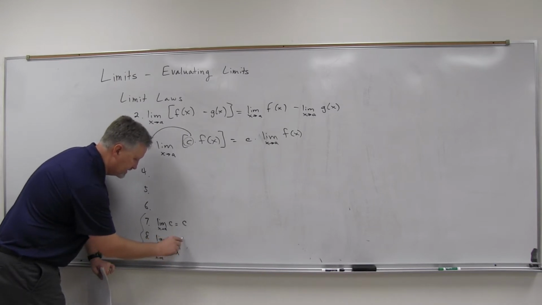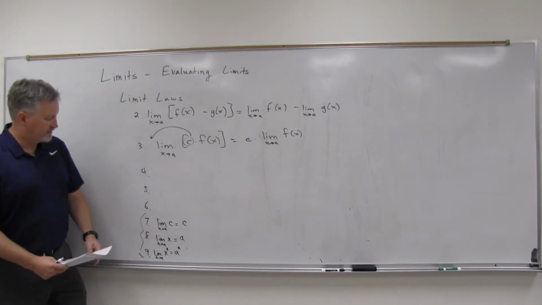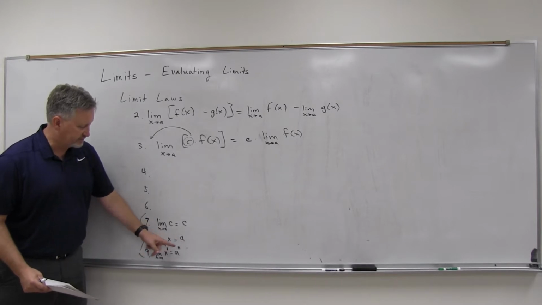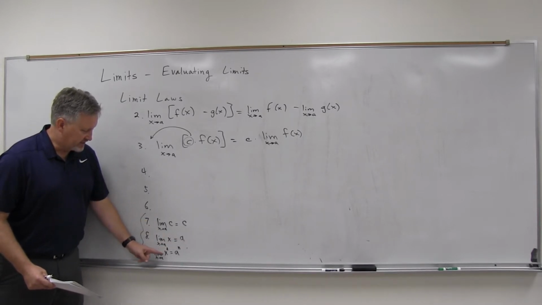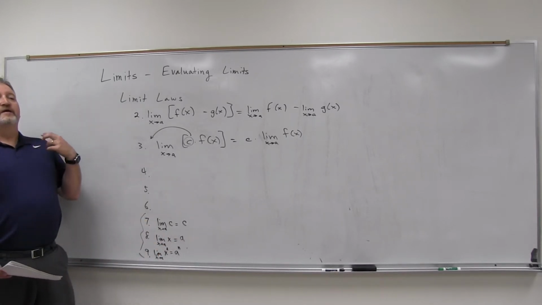Oops, number 8 is that. Sorry. Number 8 is limit as x approaches a of x equals a. Limit as x approaches a of x to the n is a to the n. But number 8 and 9.